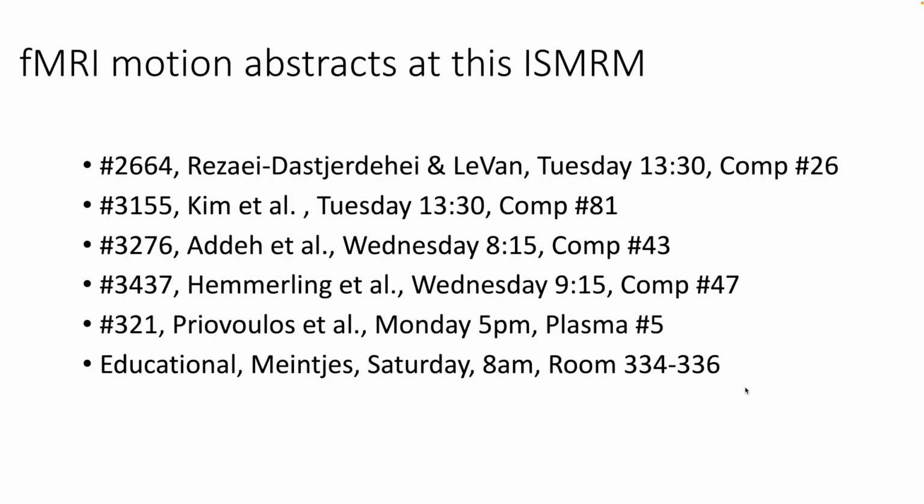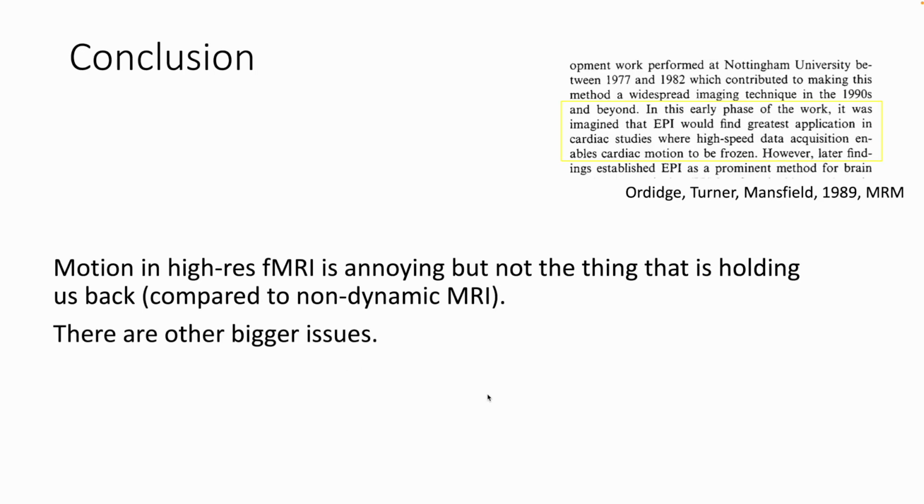There are some exciting abstracts of motion correction for fMRI at this conference, and one of them is even on high-resolution fMRI, so check them out. In conclusion, for high-resolution fMRI, I don't really see clear evidence that head motion is holding us back. At least not for EPI-based acquisitions that can be corrected for retrospectively. In fact, one of the early selling points for EPI was its ability of dynamic scanning to quote-unquote freeze motion. We know that layer fMRI has limits, but motion is not among the major of those limits.